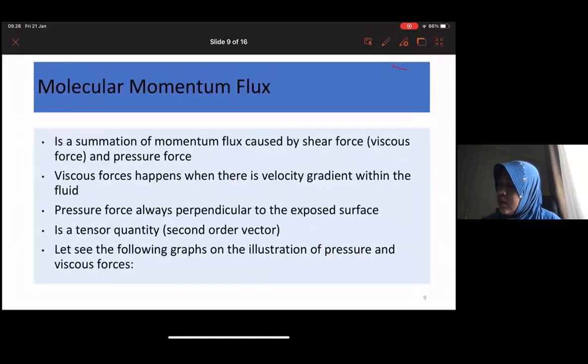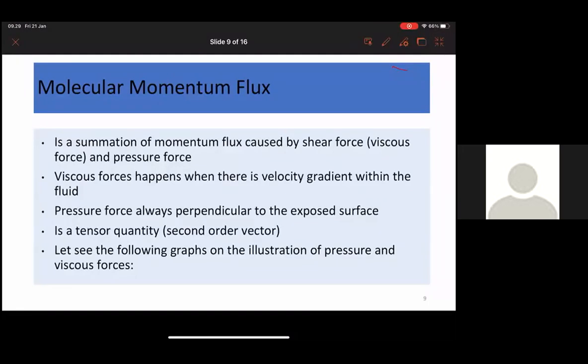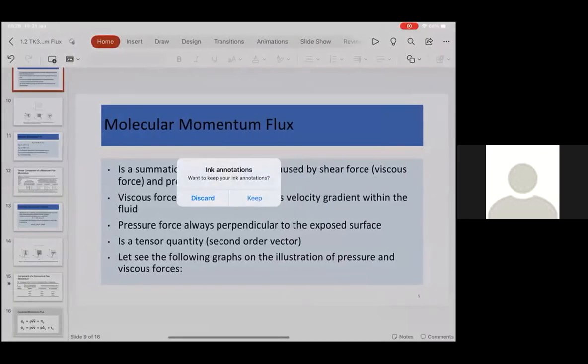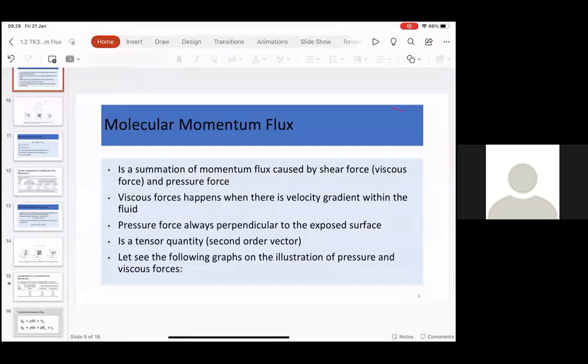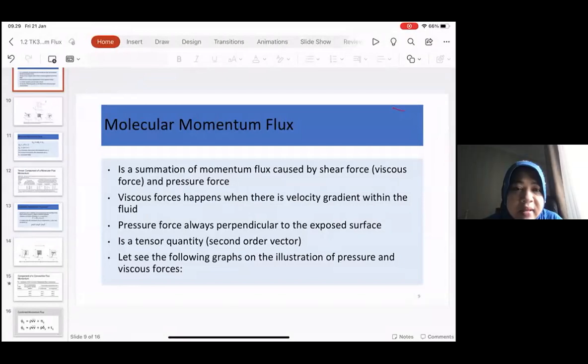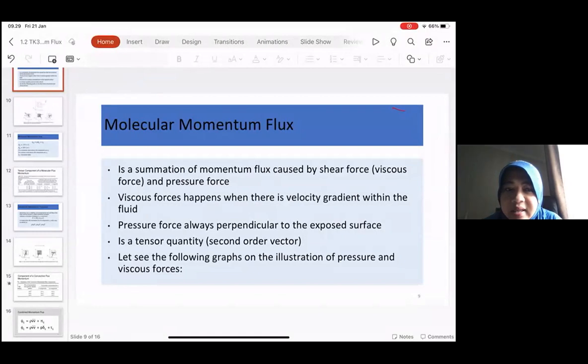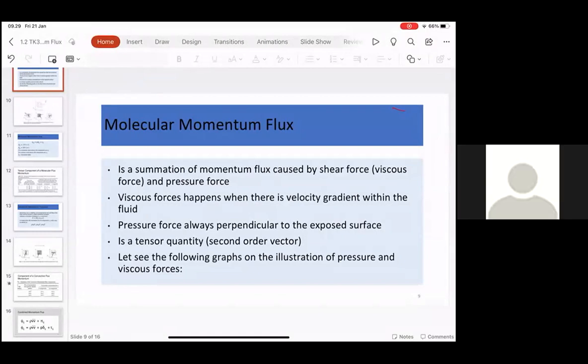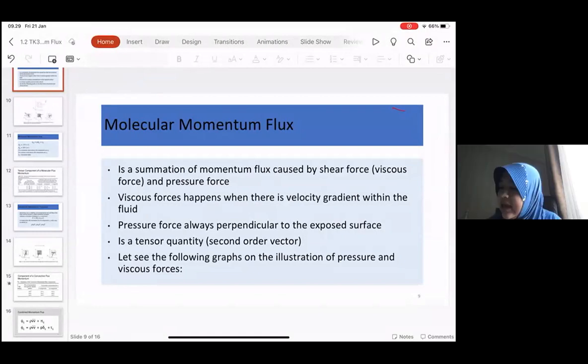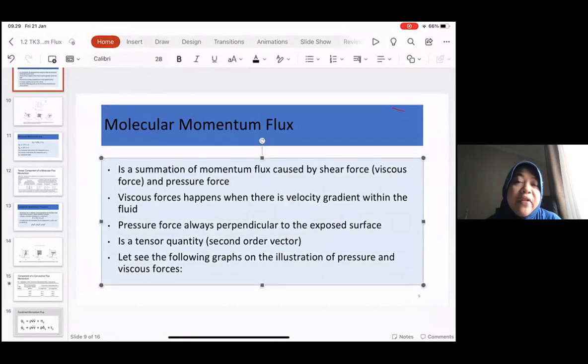Can you explain more about tensor quantity, Bu? I still don't understand even from yesterday. What does it mean? Oh, tensor. Tensor is actually vector multiplied with vector. It's called tensor.